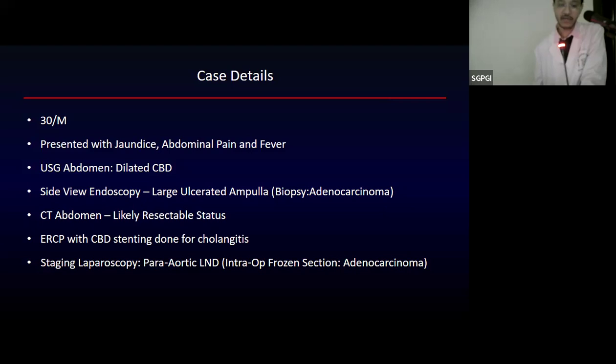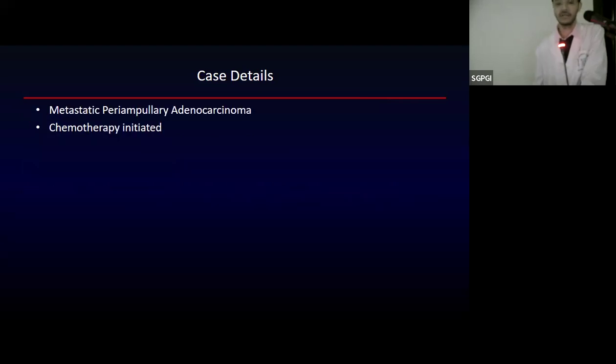Staging laparoscopy done later showed para-aortic lymph nodes, and on frozen section, again confirmed adenocarcinoma, thus making it a metastatic periampullary carcinoma. Chemotherapy was initiated since biliary drainage was already achieved. However, after 2 months, the patient again presented to us with jaundice and postprandial vomiting.